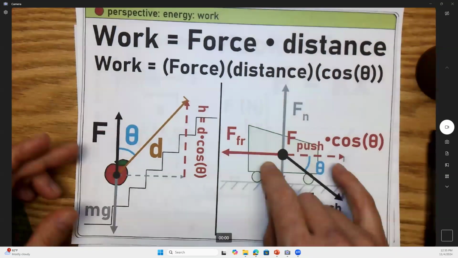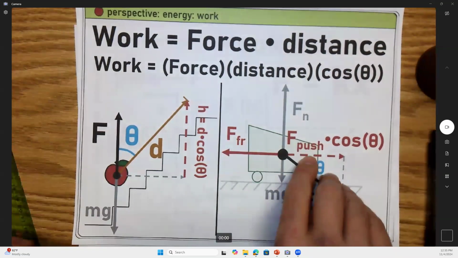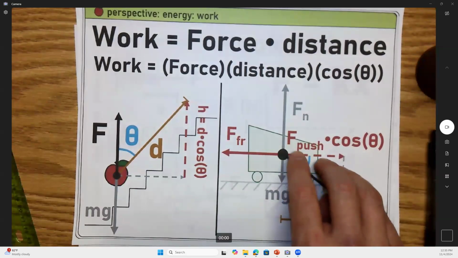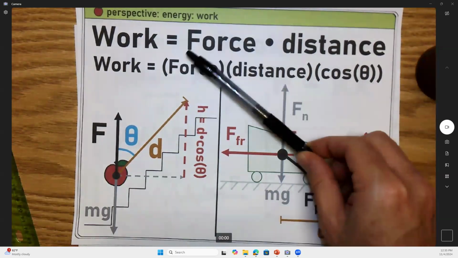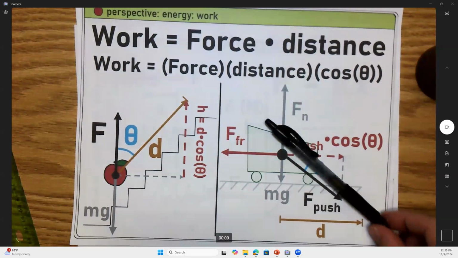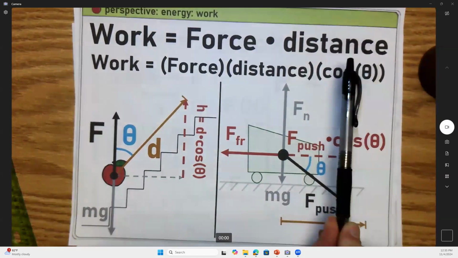Or let's do the shopping cart example. If I push a shopping cart straight forward, 10 newtons times 10 meters, that could be 100 joules, right? But what if I don't push straight forward? What if I push kind of down and forward? Is that downward component moving the shopping cart forward at all?